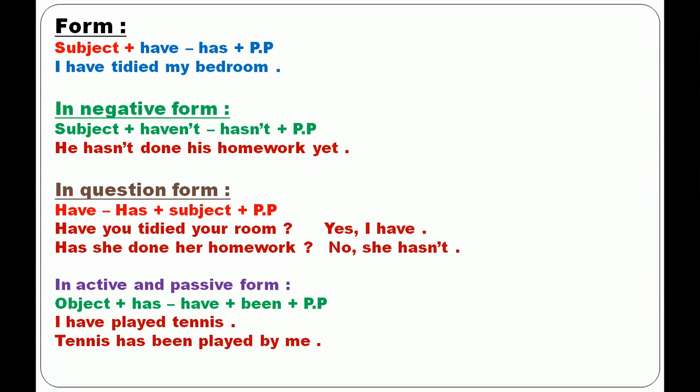In active and passive form, we use object plus have or has plus been plus the past participle. The sentence is, for example, I have played tennis. So in passive form, it will be tennis has been played by me.